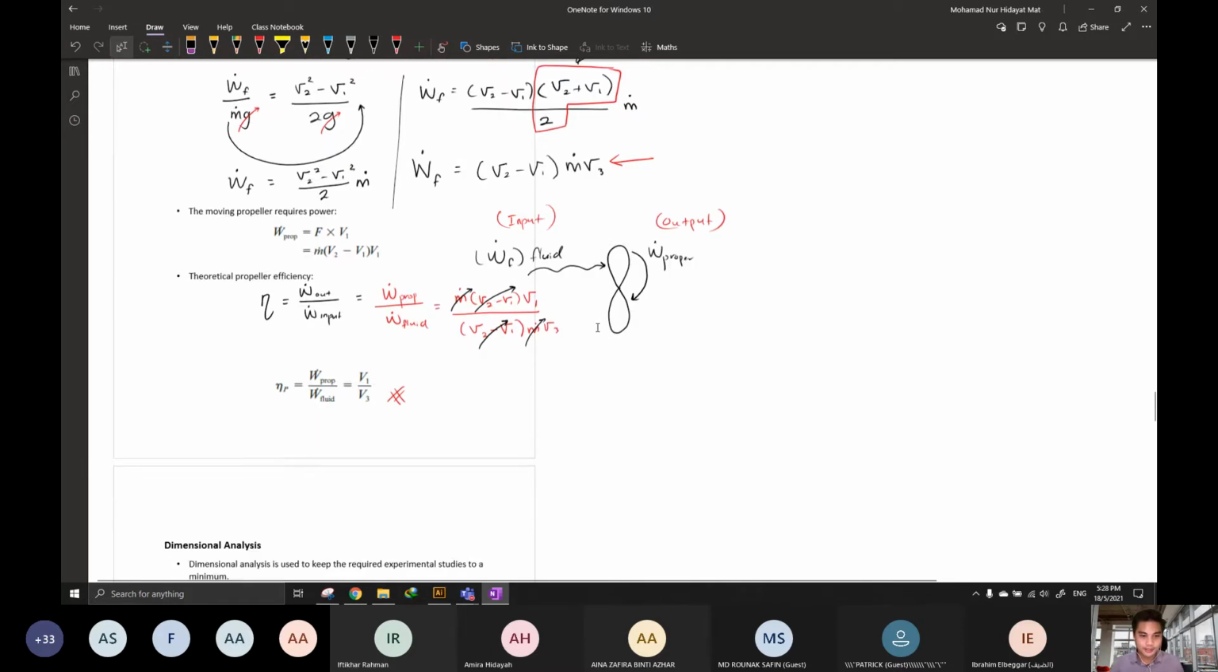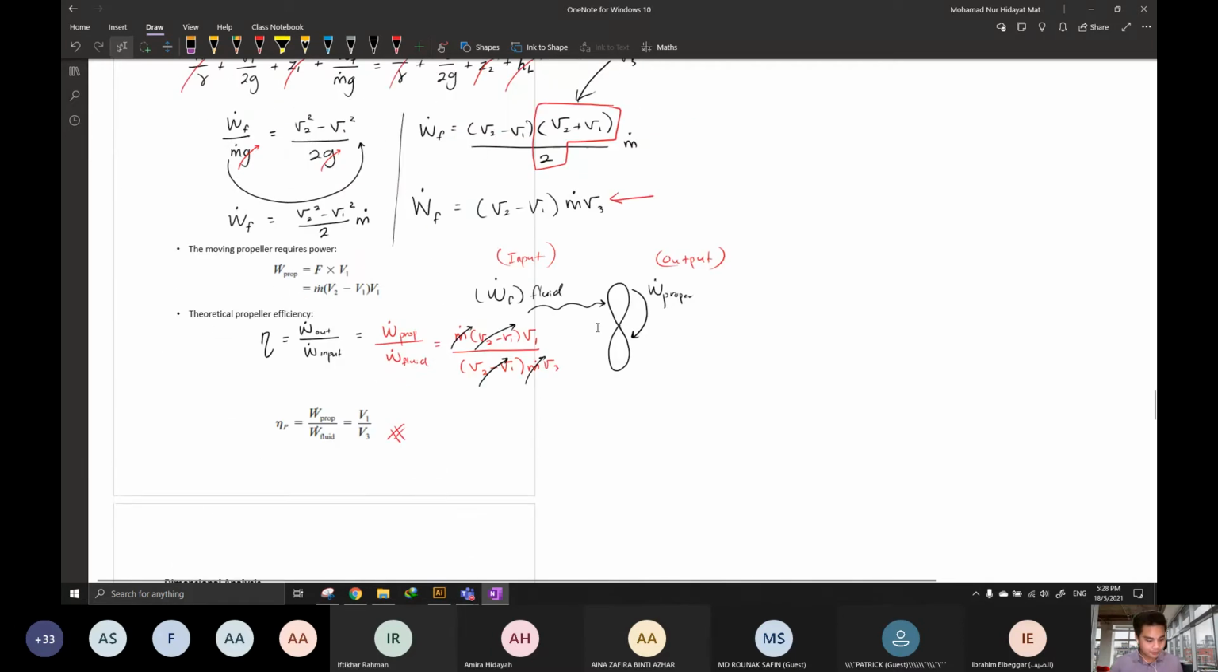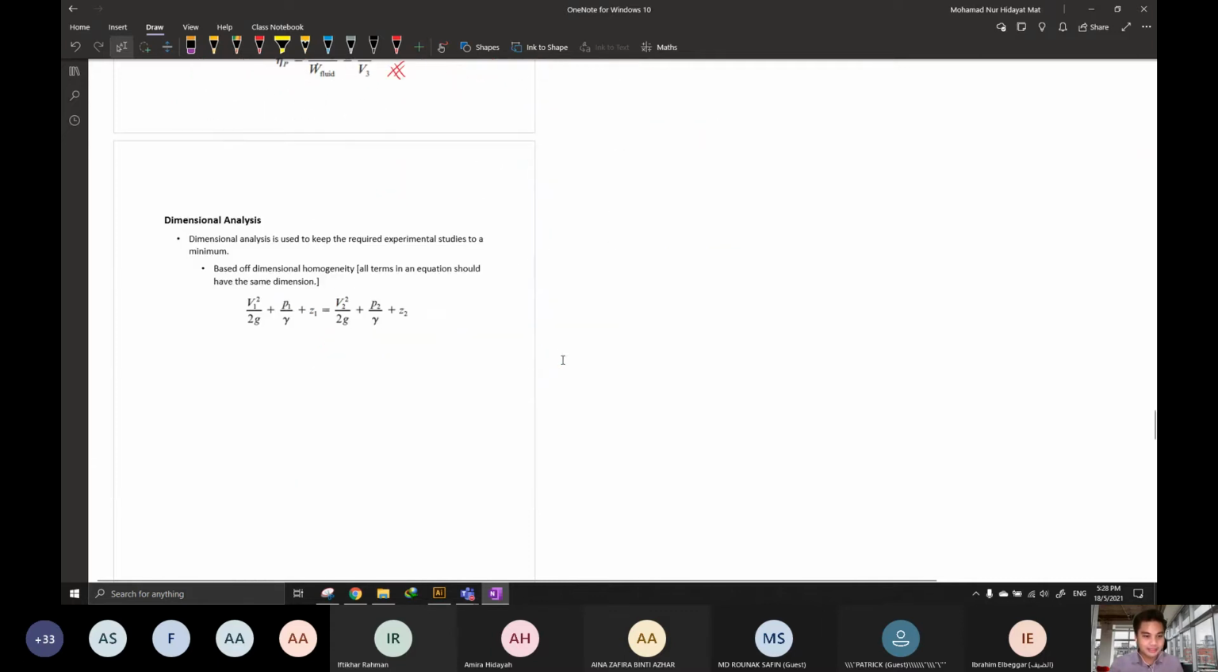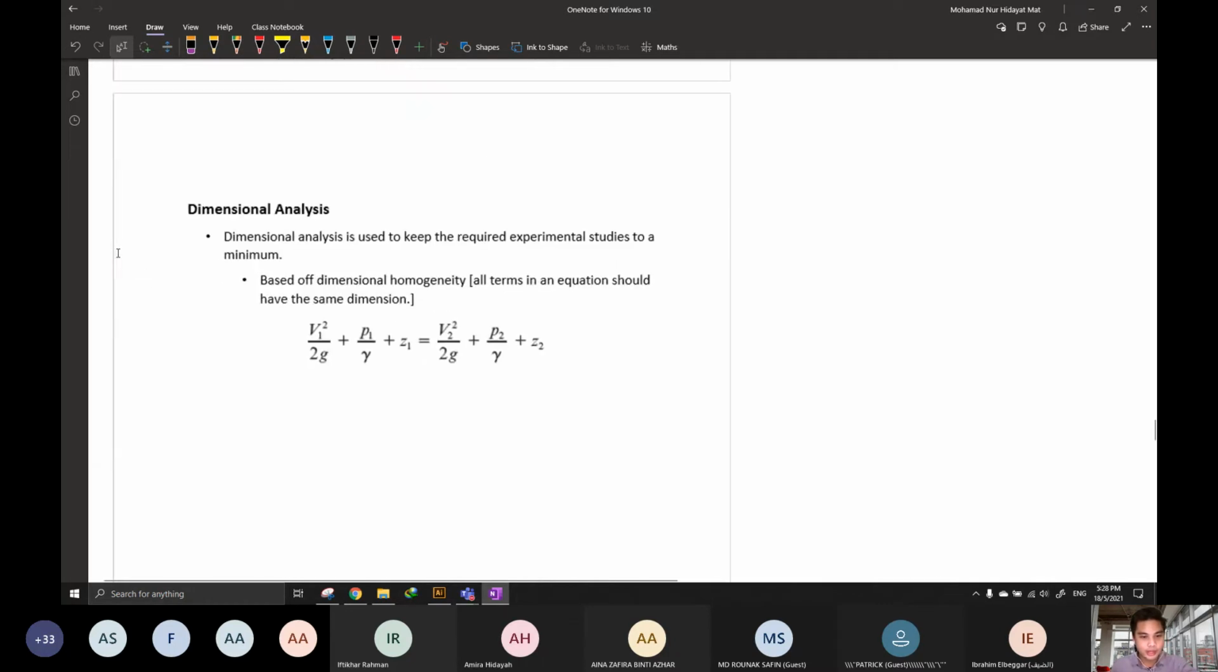Let's move forward. Now we are finished with the propeller, and then we go to dimensional analysis, DA. DA is very important when you conduct an experiment. So what is dimensional analysis? Dimensional analysis is used to keep the required experimental study to a minimum.